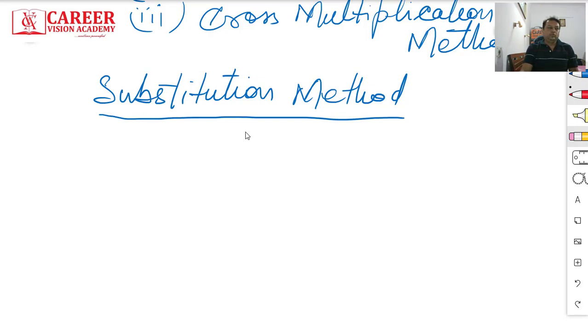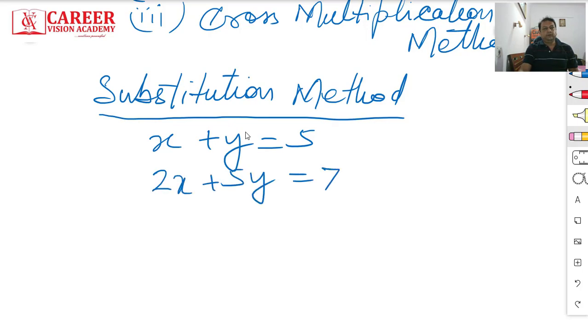I am taking two simple linear equations in two variables, x plus y is equal to 5, and the other one 2x plus 5y is equal to 7. This is our first equation and this is our second equation. How to get the values of x and y through this method?